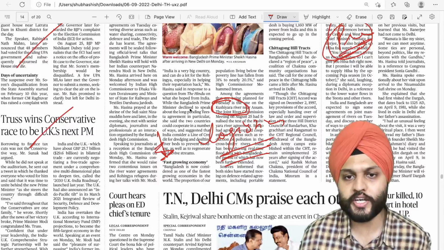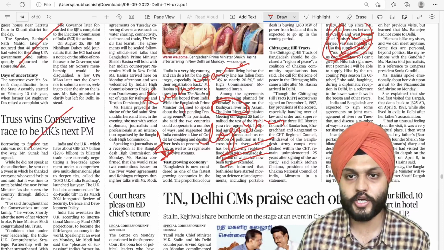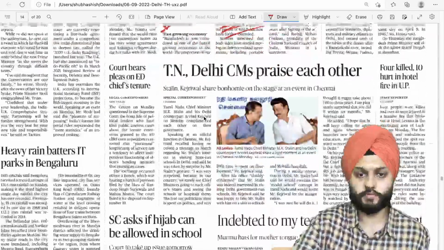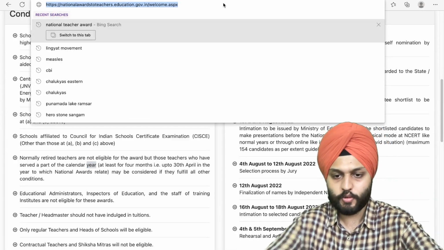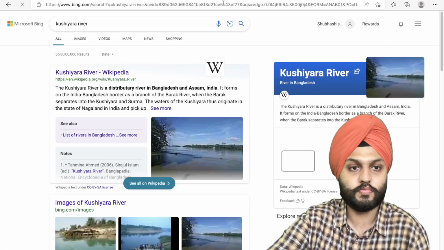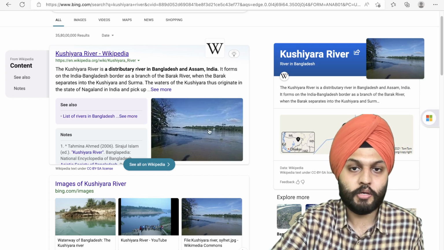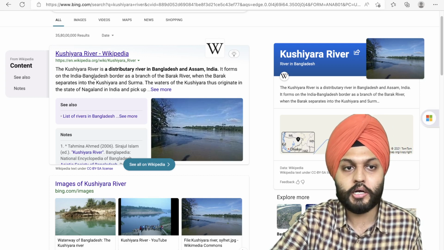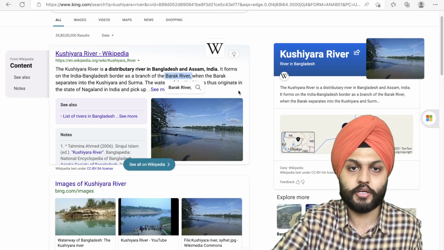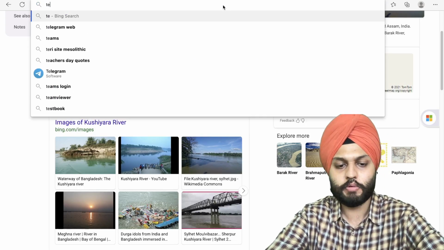Okay, and we can also look at the Kushiara River near this thing. The Kushiara River and Teesta. Okay, let's quickly do it only. It is a distributed river in Bangladesh and Assam. It forms on the India-Bangladesh border as a branch of the Barak River. Right, so I think this is sufficient. So this is important for your prelims. And Teesta also we can have a look.